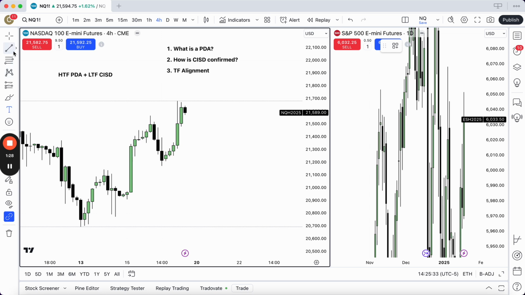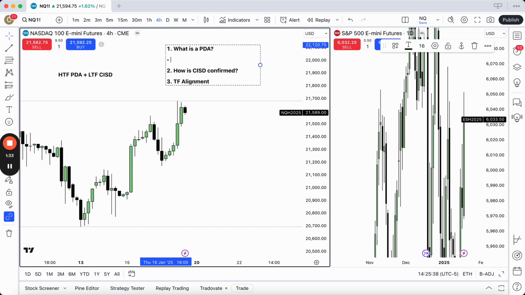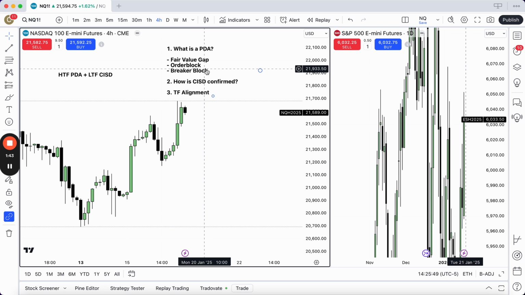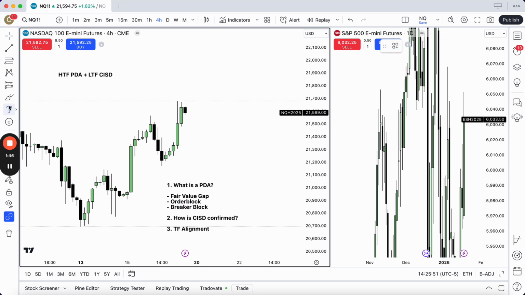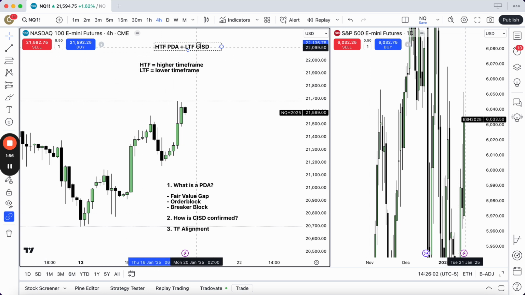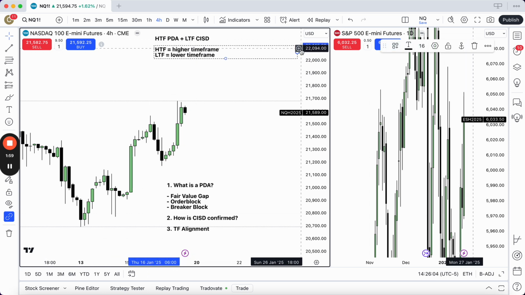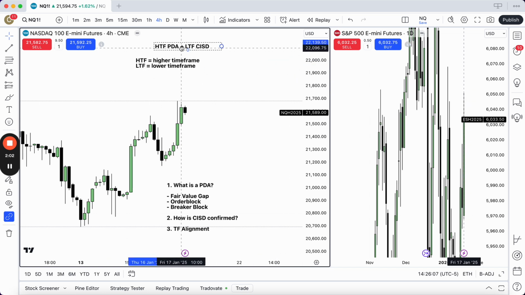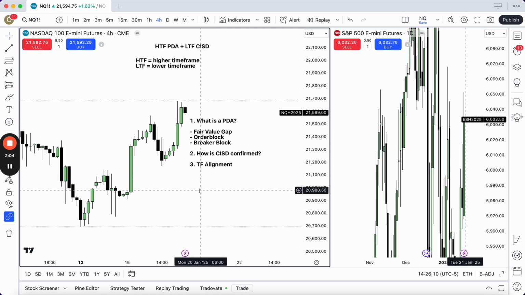So first of all, what is a PD array? It's pretty easy. PD arrays are fair value gaps, order blocks, and breaker blocks. These are the three types of PD arrays. Let me specify even further: HTF equals higher time frame, LTF equals lower time frame. So when I say higher time frame PD array, lower time frame change in state of delivery, this is how you understand it. What is a PD array? Fair value gap, order block, breaker block.